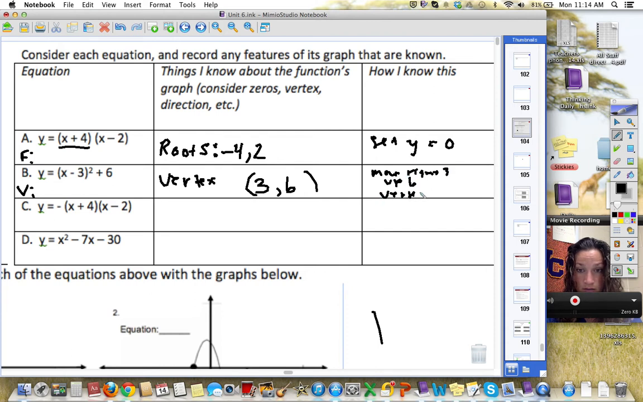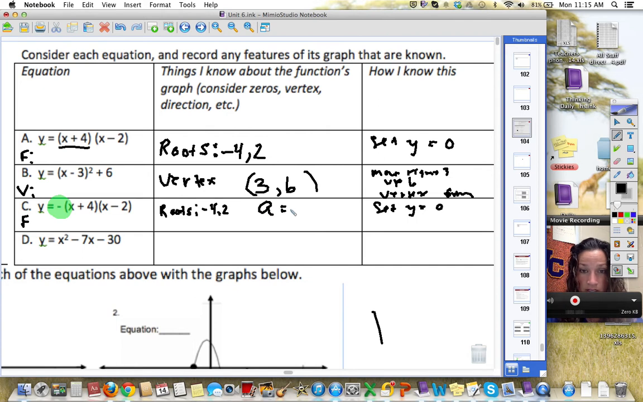So the way I know this is again, I move right 3 and up 6 from the vertex form. Here, this again looks just like this. This is also in factored form. So again, I'm going to find my roots. My roots are also going to be -4 and 2, and the reason I know that is I set y equal to 0. But the other thing I know, and I'm going to highlight this in green, is I have an a value now.